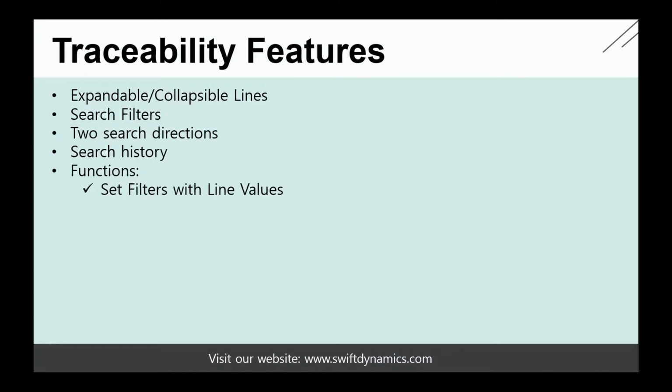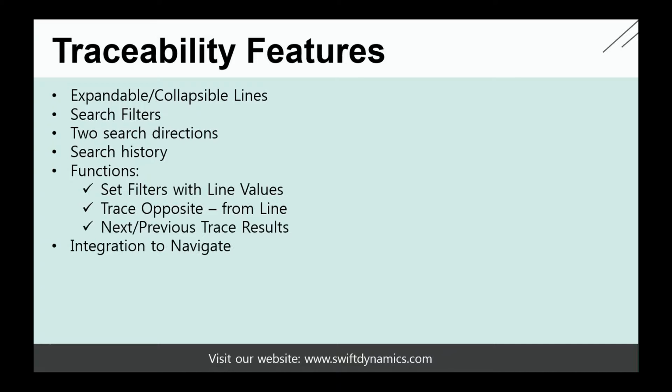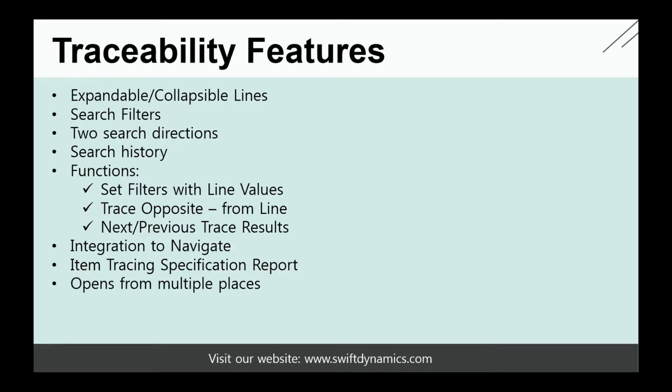If you select the line and you run this function, the system will automatically apply the filters and the information of that line in the header filters. You can trace the opposite from a specific current line, and you can go and have a look at the next or previous trace results. Then there's also a very interesting function with navigate. From the traceability page, you can navigate on a specific line. There's the item tracing specification report that you can print, and the item tracing function opens from multiple places, and you can use the search function to efficiently go to the traceability feature.